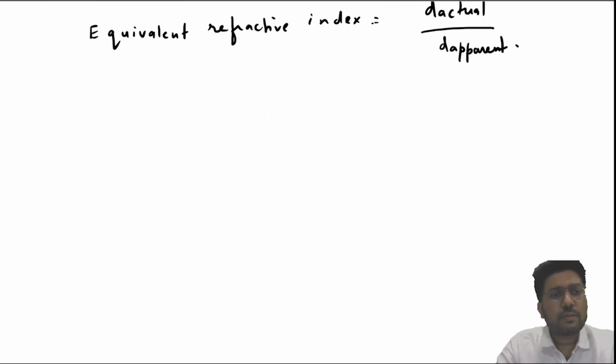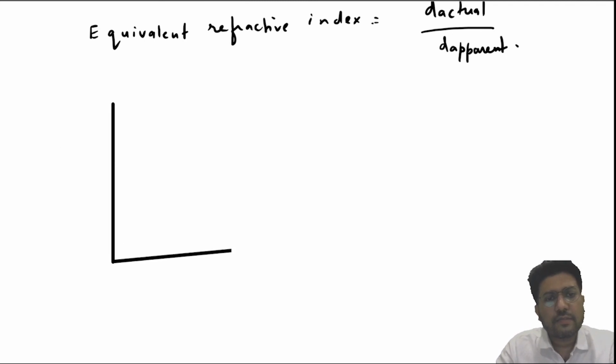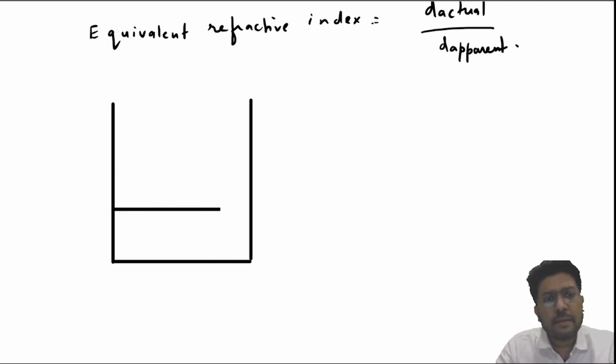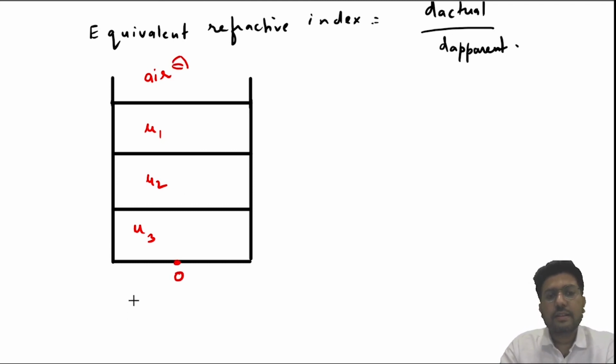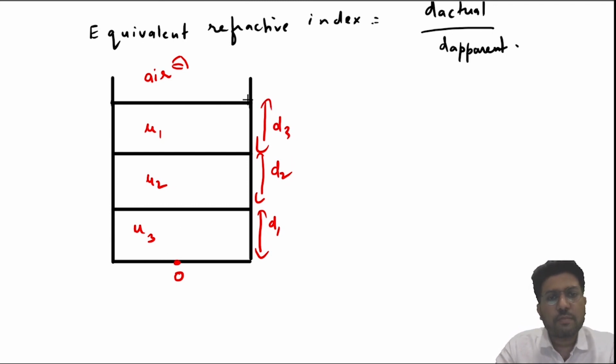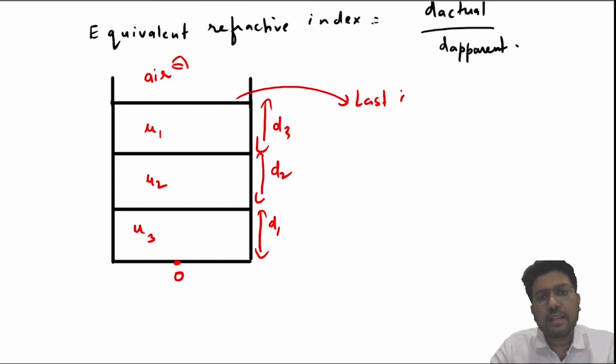Okay. Let us look at one simple question here, and this is very important. Suppose you have three mediums like this. Okay, three liquids. And the refractive indices are given to you as mu1, mu2 and mu3, and this is air. This is the observer, and here there is the object. So these distances are given as d1, d2, d3. So obviously you can see, if this is the object, this is the last interface. All distance we will measure from the last interface.